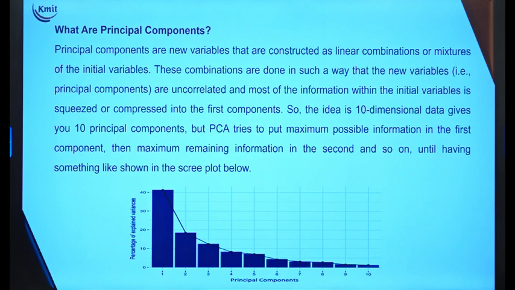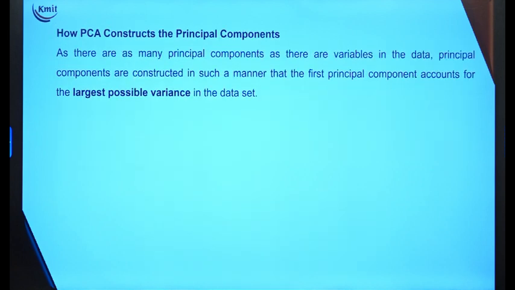So the idea is, if you have 10 dimensional data, it gives you 10 principal components, and we have to reduce them to only the minimum which will actually contain the original information. Geometrically speaking, principal components represent the directions of the data with maximal variation. To put all this simply, think of principal components as new axes that provide the best angle to see and evaluate the data, so that the differences between the observations are better visible.